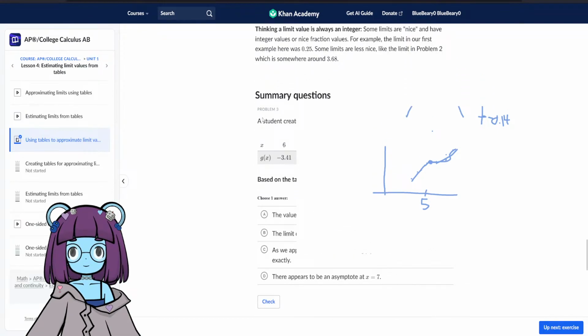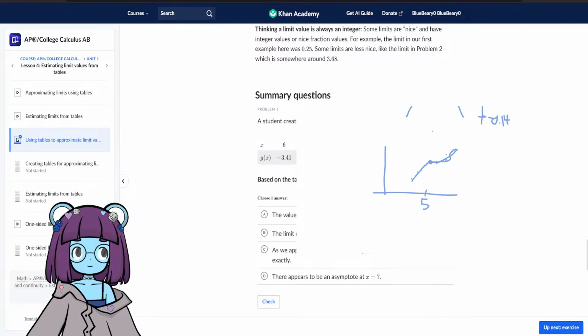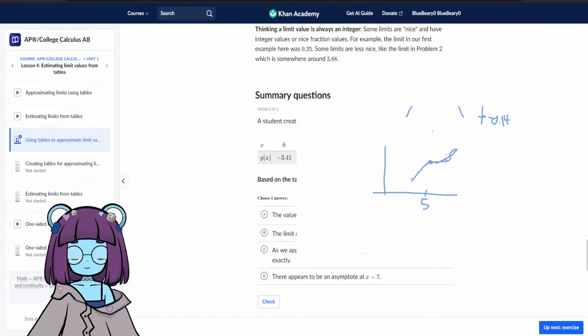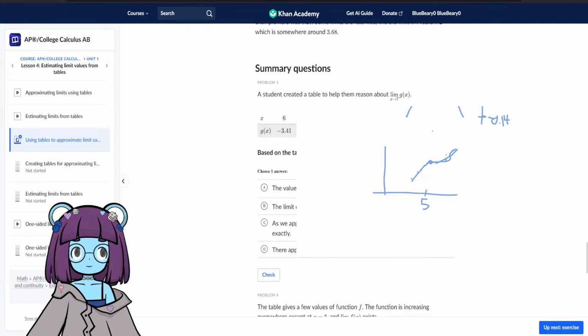Summary questions. A student created a table to help them reason about the limit of g of x as x approaches 7. Based on the table, what can you reasonably conclude about the limit? In between these two values, let's see, 1.25. This one seems reasonable.